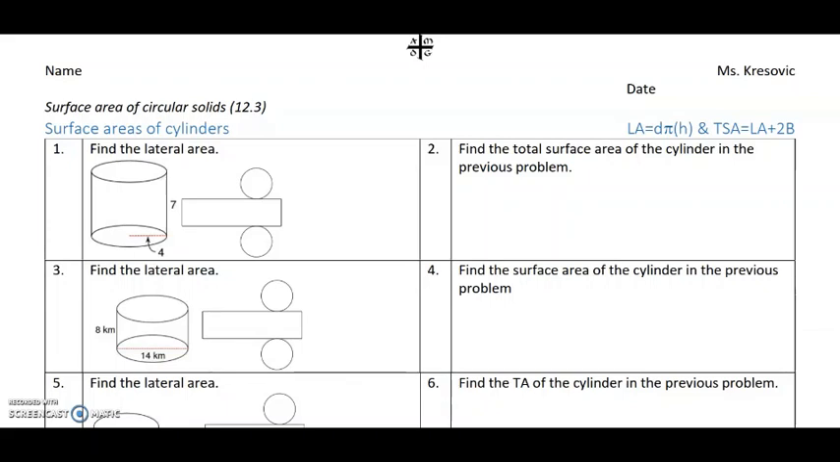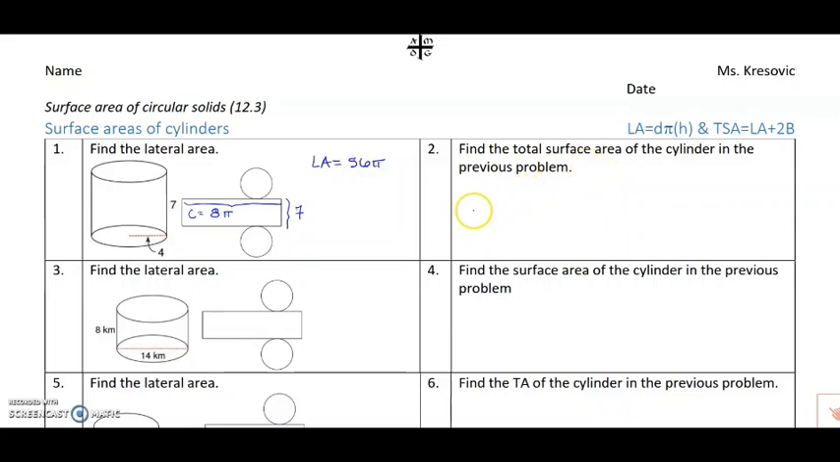To find the surface area of a cylinder, first we need to find the lateral area. To find the lateral area, we want the length times the height. The height's 7, that's easy enough. The length is the circumference, which is the diameter times pi. So that means the lateral area is 8 times 7, or 56 pi.